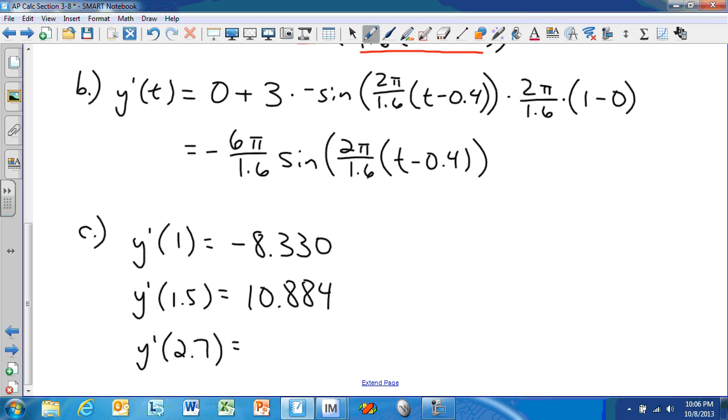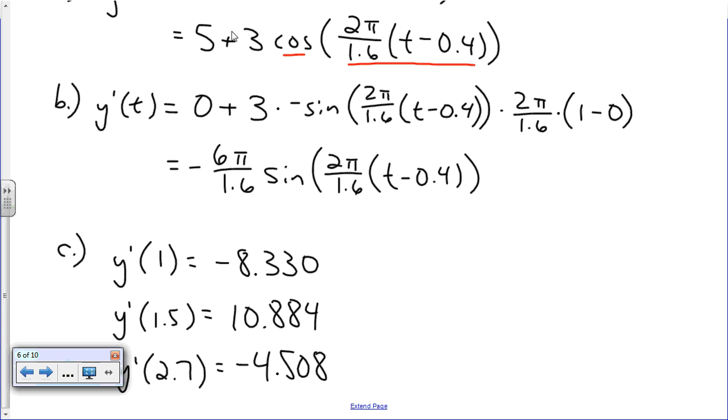10.884. And finally at 2.7, it was a negative 4.508. Those are the values that we end up with.